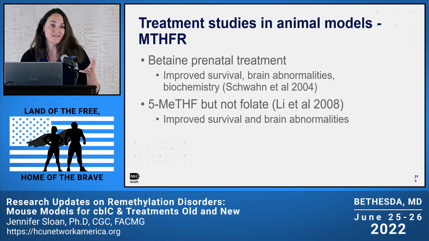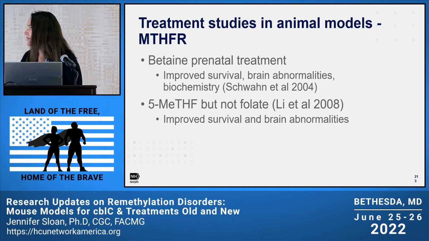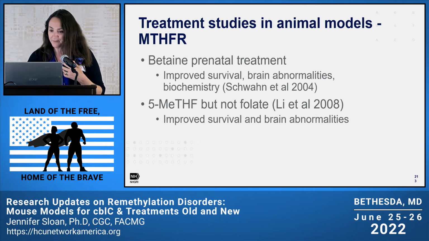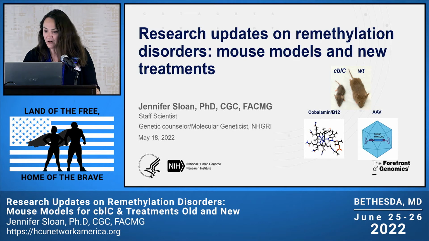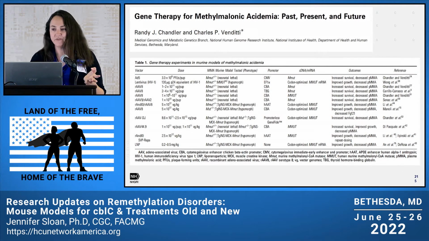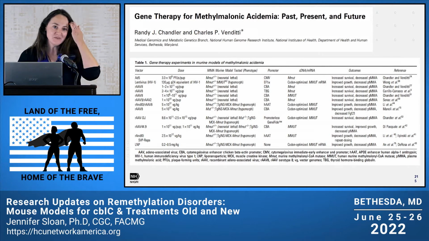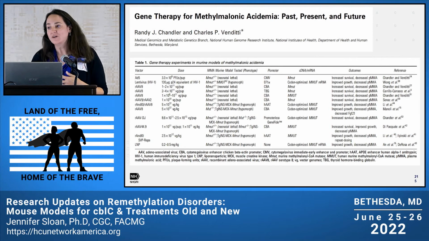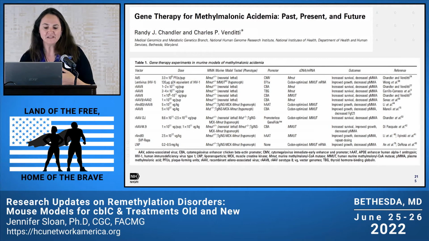But those were really the only studies, unfortunately, that I could find for treatments in our cobalamin disorder pathway. So just to give you a little story from our lab, as many of you know, we work on gene therapy. And this is just a review article from Dr. Venditti, showing all the different studies we've published on gene therapy for a related disorder called methylmalonic acidemia, the MUT type. And he's talking about that in the other room right now.